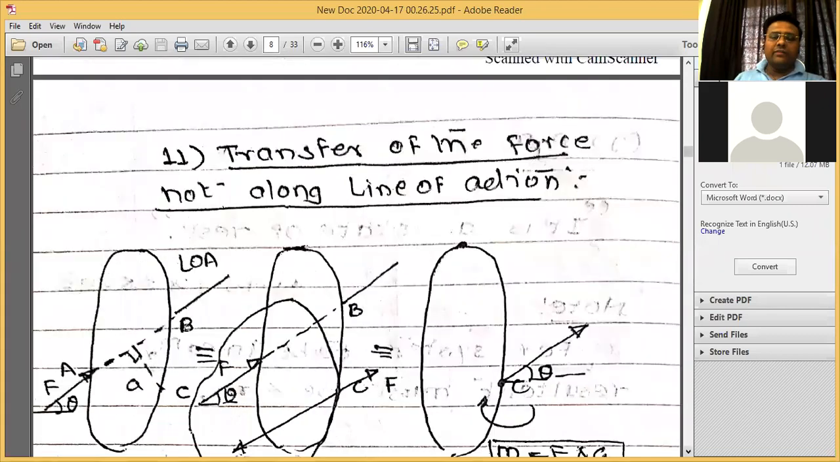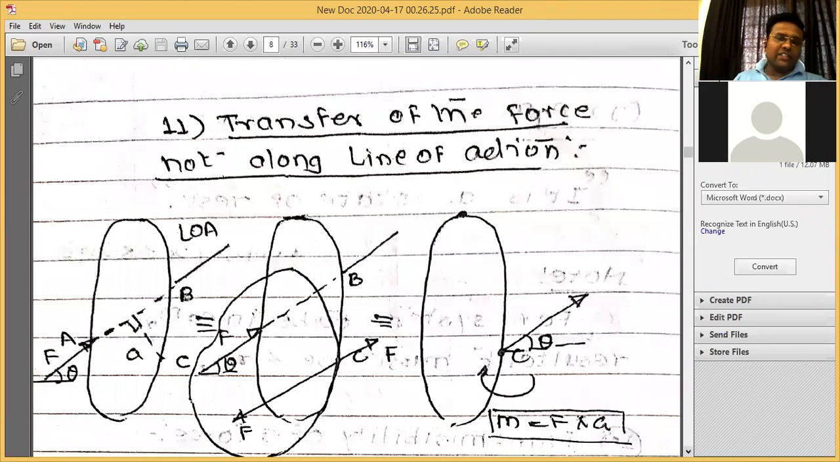Then if you need to transfer the force not along the line of action, in that particular case, the force can be transferred as it is, with magnitude, to that particular point where you intend to transfer it. In addition to that force, if you are not transferring the force along the line of action, you are supposed to calculate at that particular point what is the effect of the force, and the effect of the force other than along the line of action of that particular force is termed as its moment.